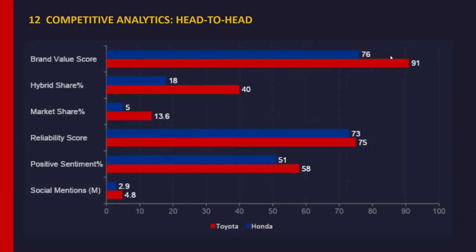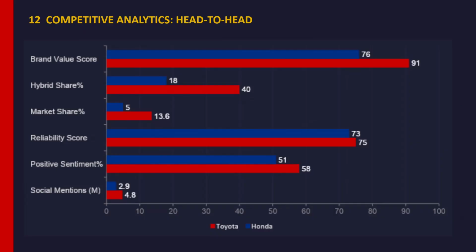Now, if we look at the competitive analytics head to head, this is just a head to head comparison slide. The story it tells is definitive. Red bars are Toyota, blue bars are Honda, and across every single metric, Toyota leads. Starting at the top, social media mentions: Toyota generated approximately 4.8 million brand mentions in the analysis period compared to Honda's 2.8 million. Toyota simply has a larger share of voice in the automotive conversation online.